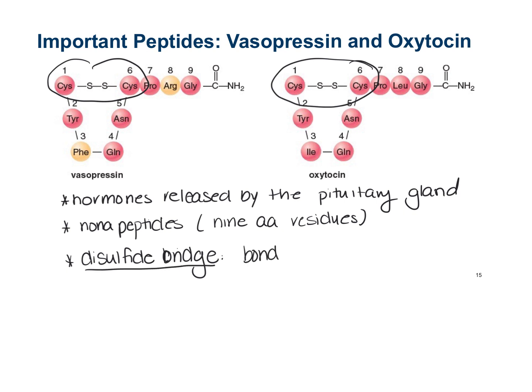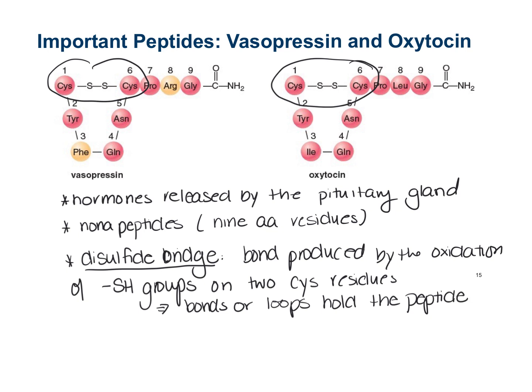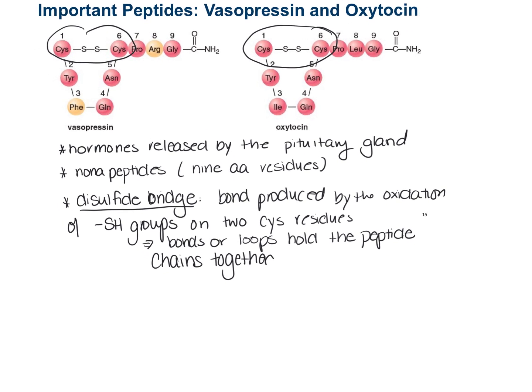This is just the bond produced by the oxidation of these SH groups on 2 cysteine residues. Now, these bonds are loops that are going to hold the 2 peptide chains together. The structures of the 2 only really differ in the 3rd and the 8th amino acid residues, and those are highlighted for you here. There's the 3rd and the 8th, and that's how they differ.